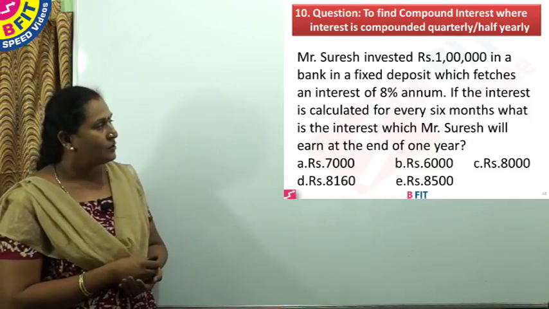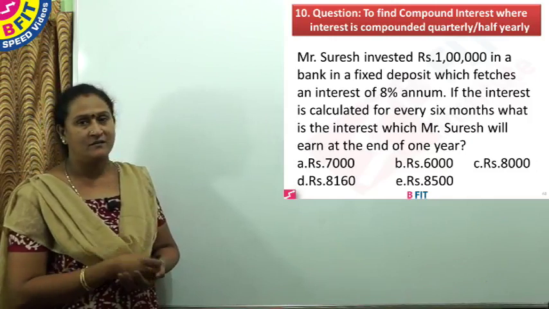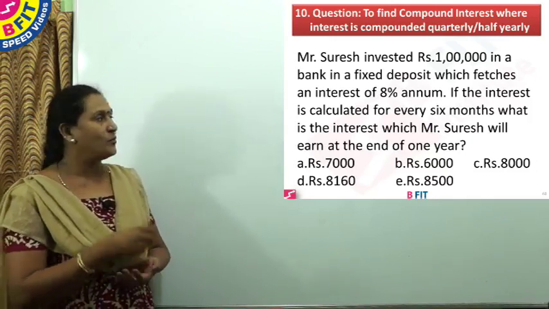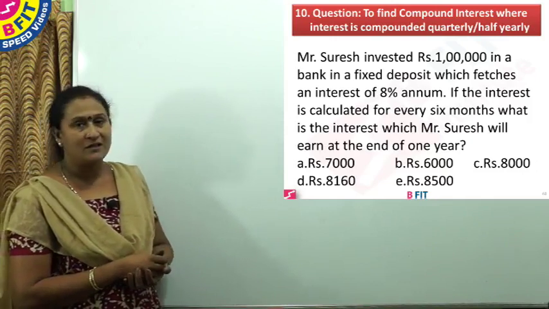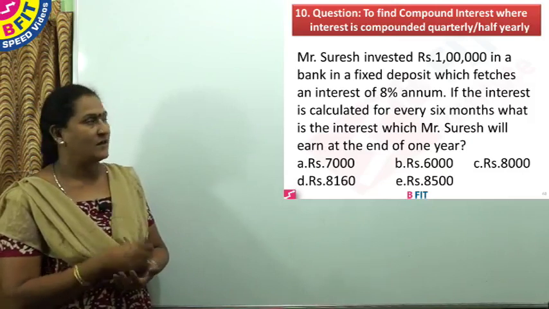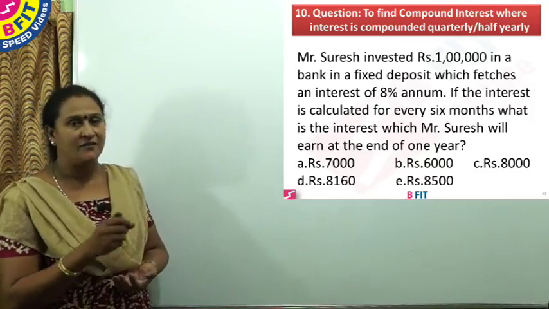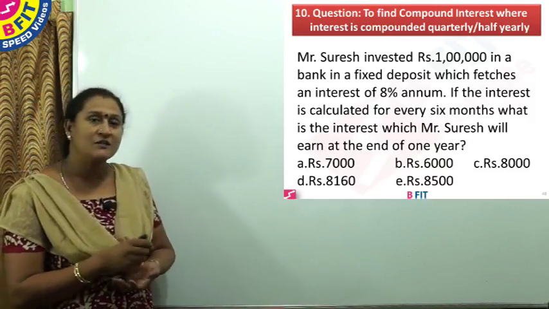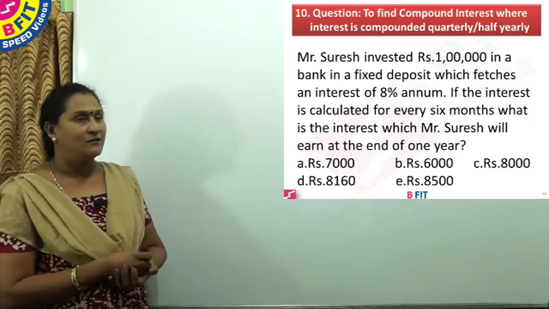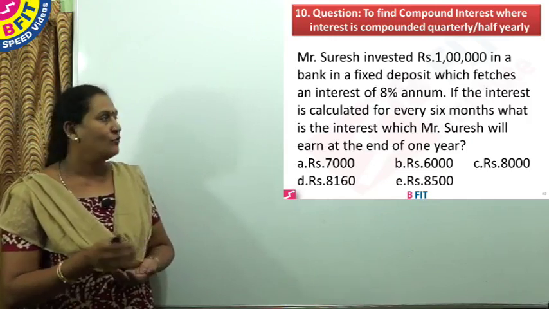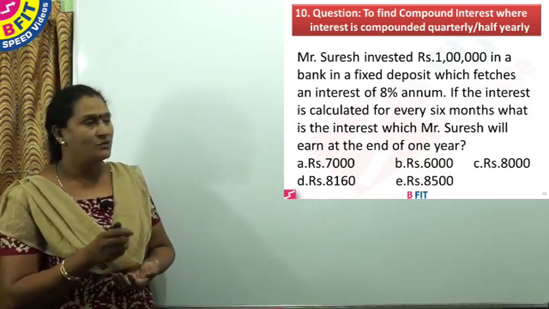So here compound interest is asked. For how many years? 1 year. So for 1 year compound interest is asked. But what is the period at which they calculate the interest? It is for every 6 months, half yearly. So if the rate given is 8% per annum, for 6 months what will be the rate percent? It is 4%.